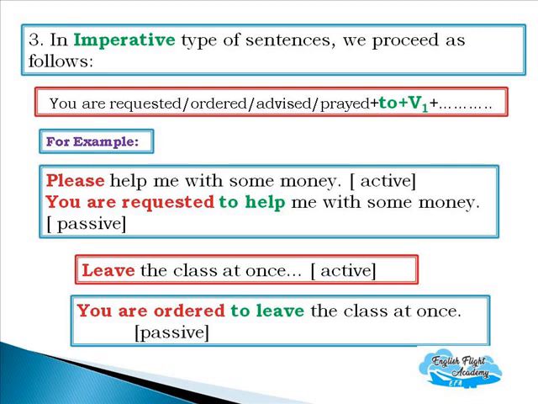So the third point is, in imperative type of sentences, we proceed in this manner. You are requested or ordered or advised or prayed, to plus verb 1 plus object. For example, "Please help me with some money." That's the active voice. And in the passive voice, you're going to begin the sentence, if it is "please" in the active, you're going to say, "You are requested to help me with some money." That's the passive voice sentence. And if it's an order, children, imperative sentences, as you know, you can request, you can order, you can suggest. "Leave the class at once" is an order. "You are ordered to leave the class at once." That is the way we say it in the passive voice.